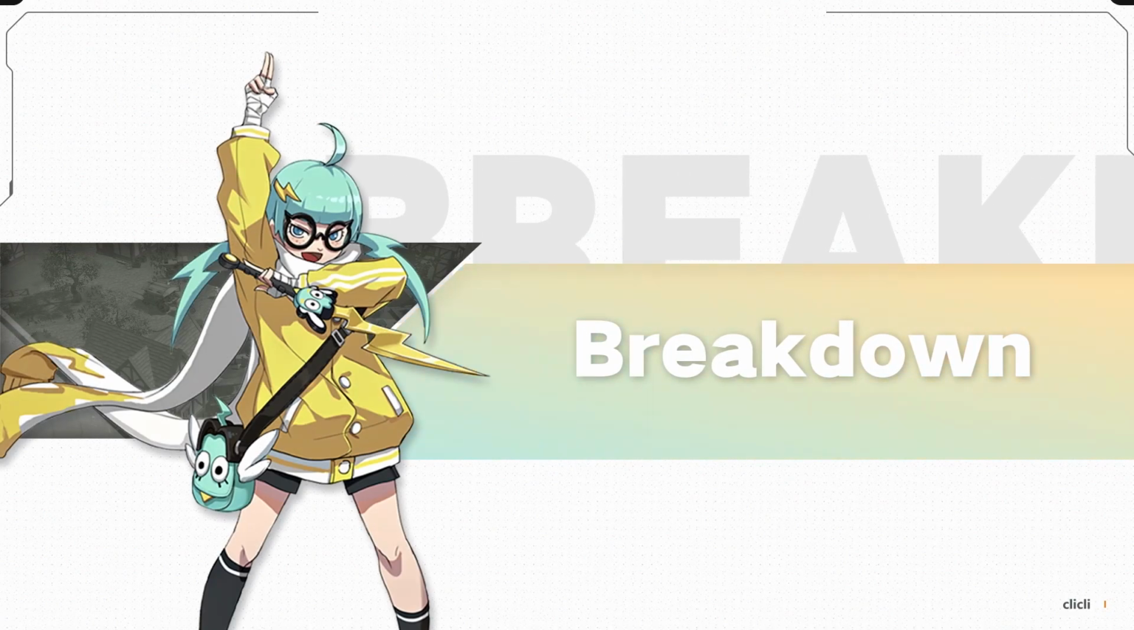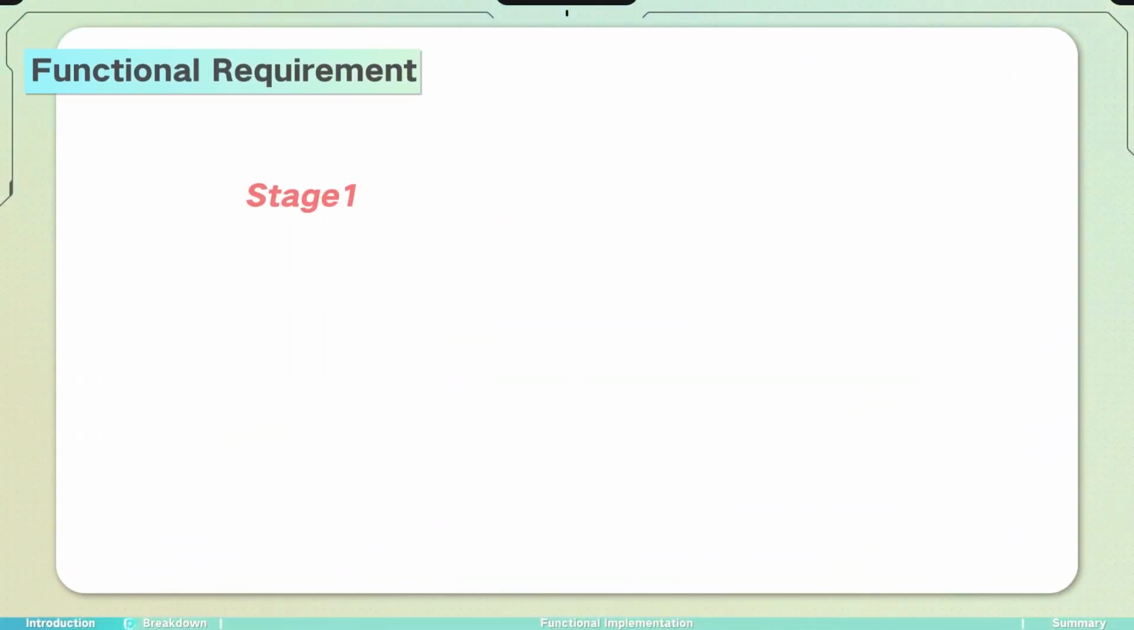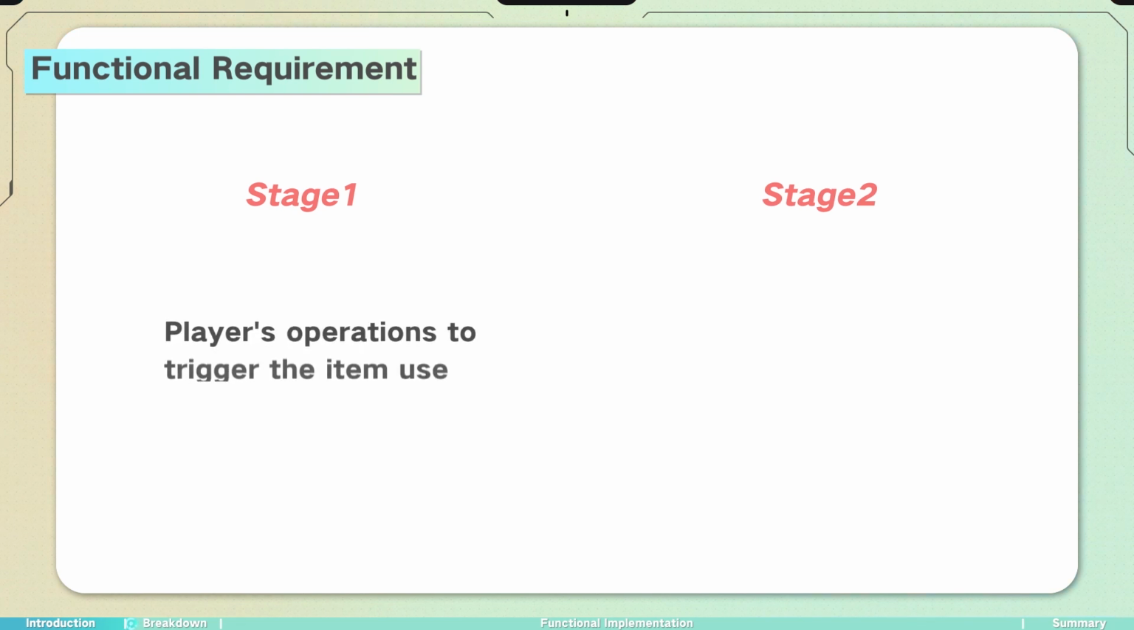First, let's do a quick breakdown of the project. The implementation process of this effect can be simply divided into two stages: the player's operations to trigger the item use, and the effect of the item. The effect of the item is a fireworks effect. You can design this effect according to your needs.